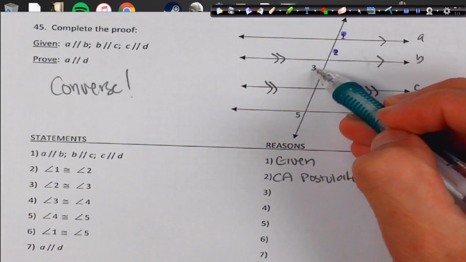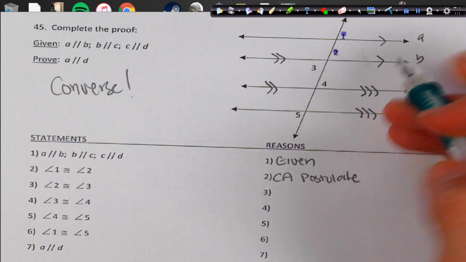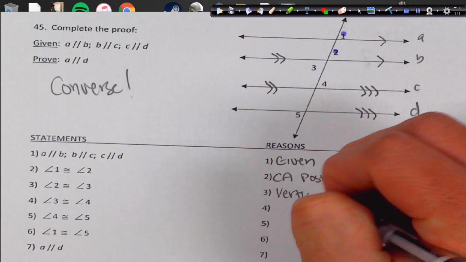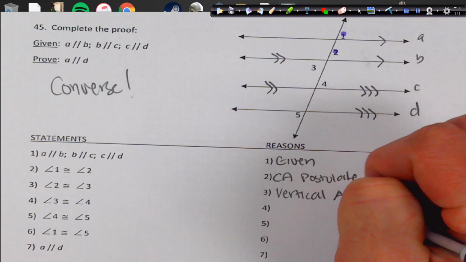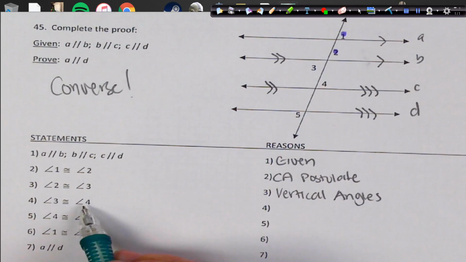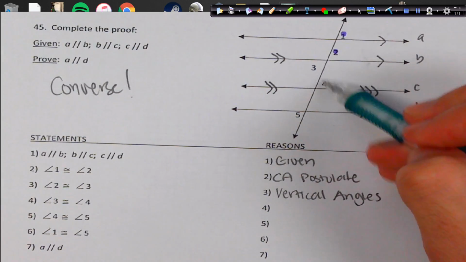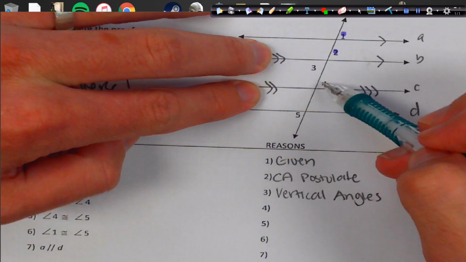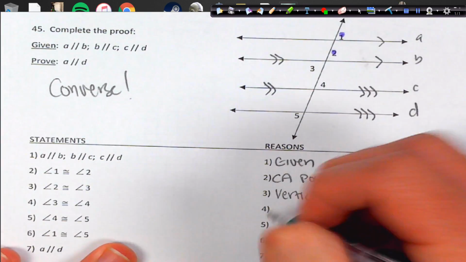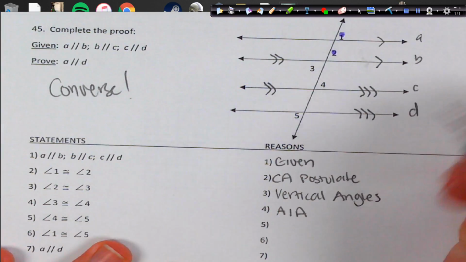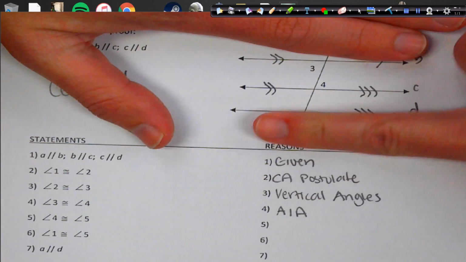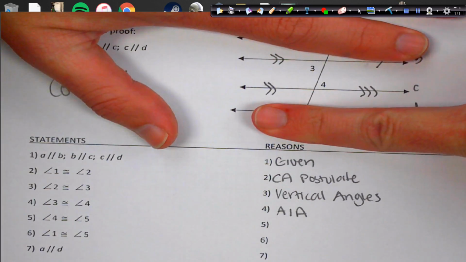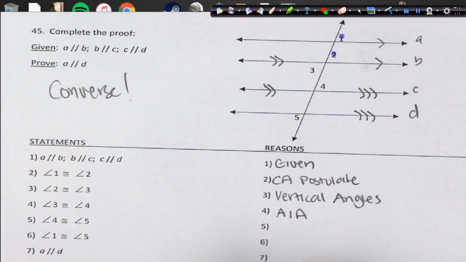2 is congruent to 3. Well, these two are congruent because they're vertical. 3 is congruent to 4. How can I show 3 is congruent to 4? Well, they are on parallel lines, aren't they? So 3 and 4 are alternate interior angles. They're on the inside. If I cover this up and I cover that up, 3 and 4 are on the inside and they're parallel. And they're alternating.